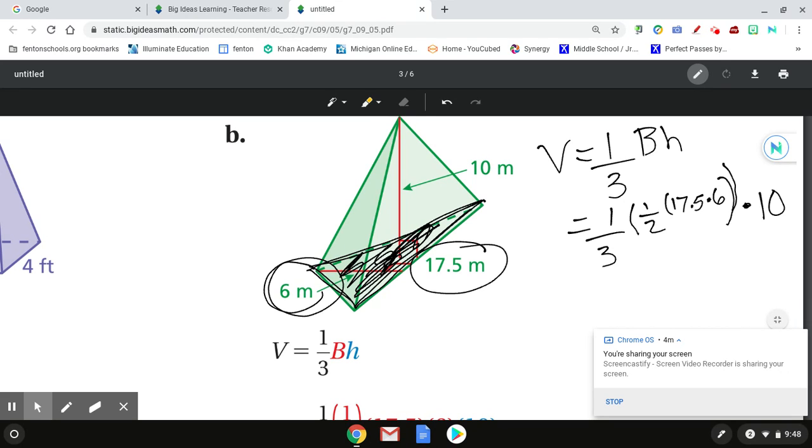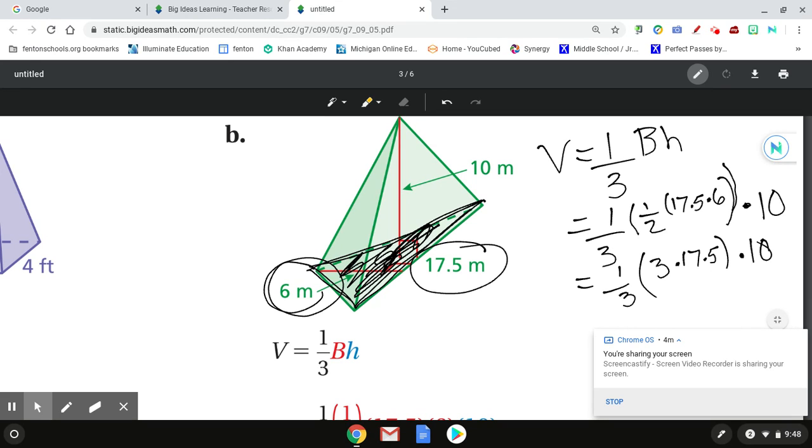So I know I can take 1/2 of 6. That's just 3. So then I rewrite 1/3, and 1/2 of 6 is 3, times 17.5 times 10. If you put all of that in your calculator, you can go left to right. Now I know I said this is in parentheses, but since this is multiplication, if I go 1/3 times that 3 first, that's okay.